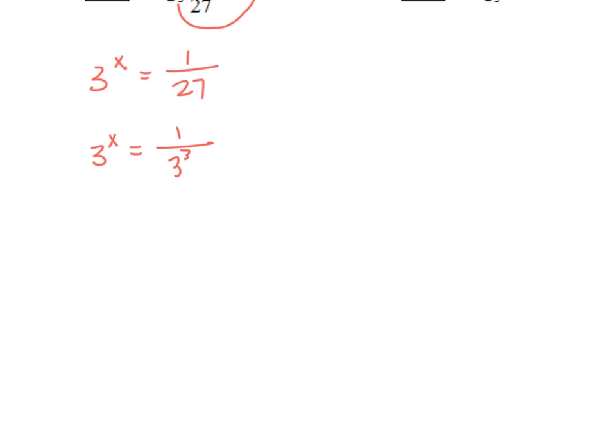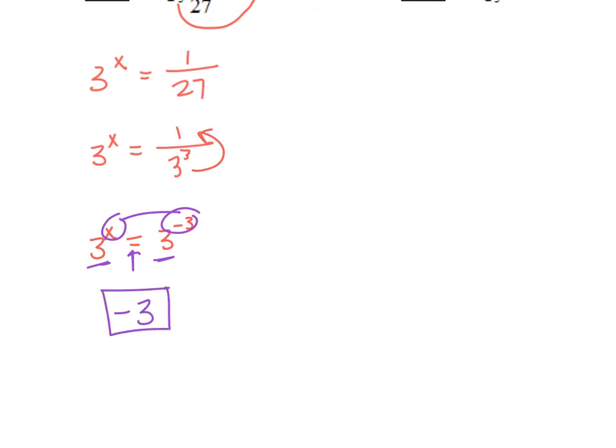Now let's go ahead and get that up top, which means the exponent changes signs. So we want 3 to the x power is equal to 3 to the negative 3 power. And then we have the base that's the same, so that means the exponent must be the same because they are equal. So x is equal to negative 3, or the value of our logarithm is negative 3.